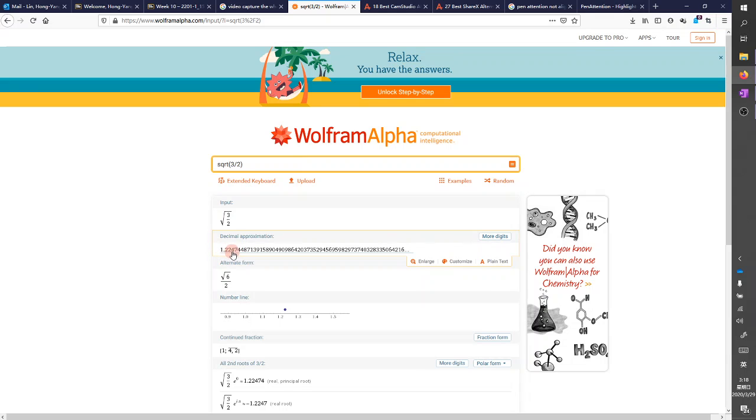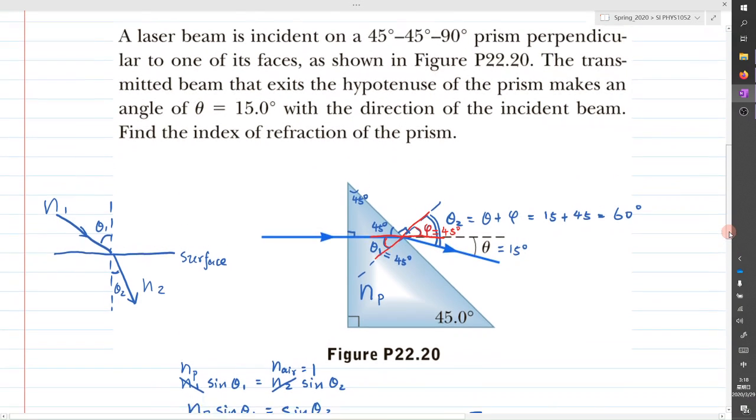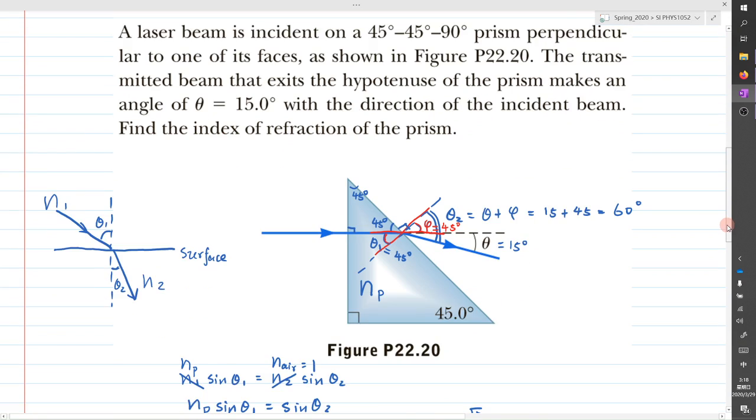For a numerical answer, I have Mathematica pulled up. It's 1.2247. So there we go. This is how we solve a fairly easy, geometry-loaded example problem.